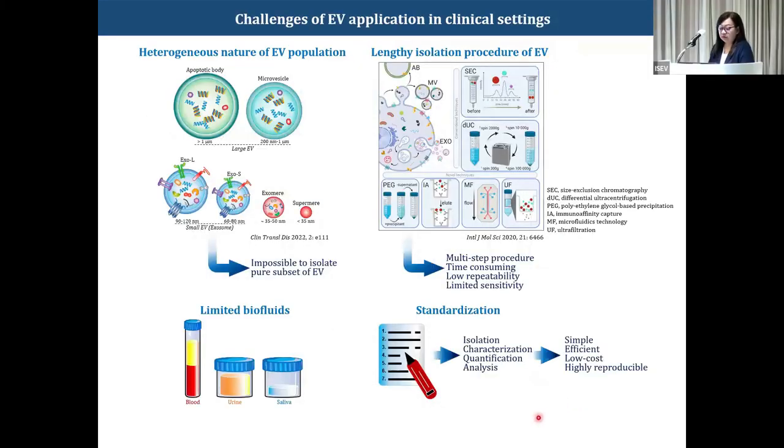So although the potential of EVs as disease biomarkers has been promising, the quantification and detection of EVs in clinical samples remain challenging. First, the bodily fluids contain heterogeneous populations of EVs. It is virtually impossible to isolate pure subpopulations of EVs for subsequent analysis based on the current methodologies.